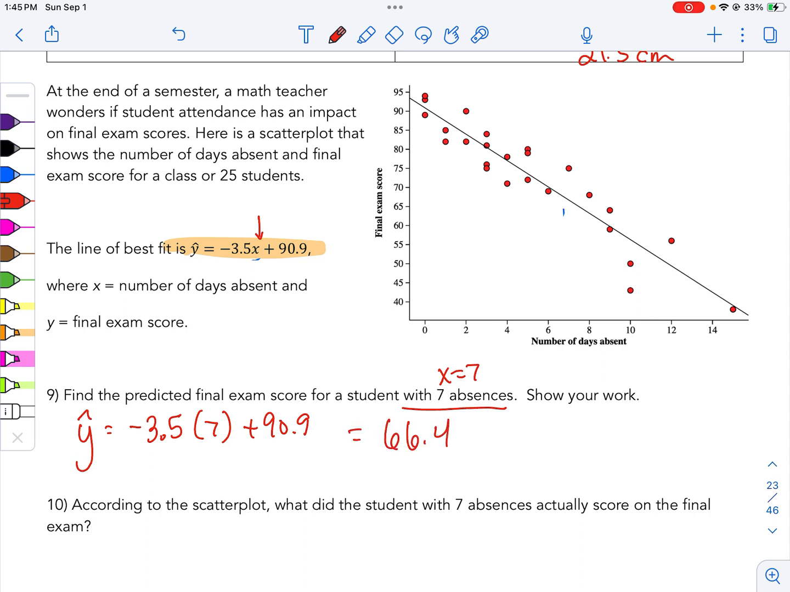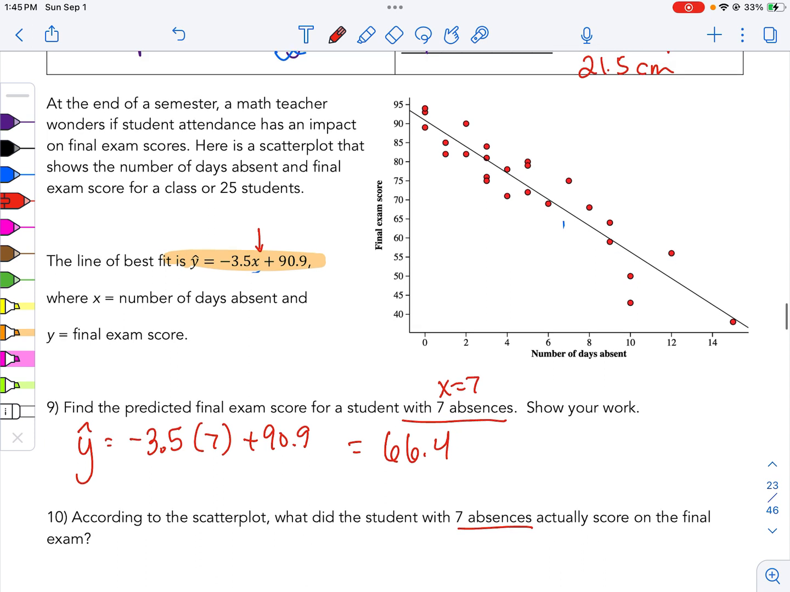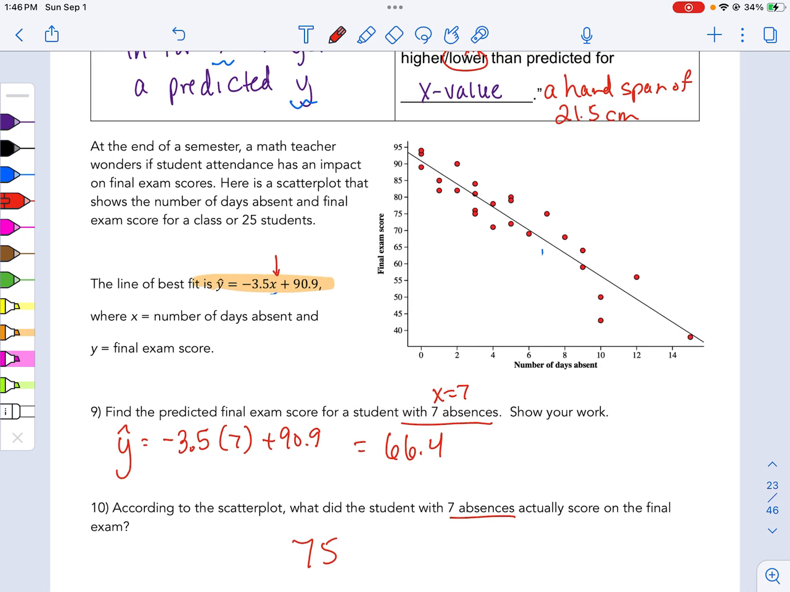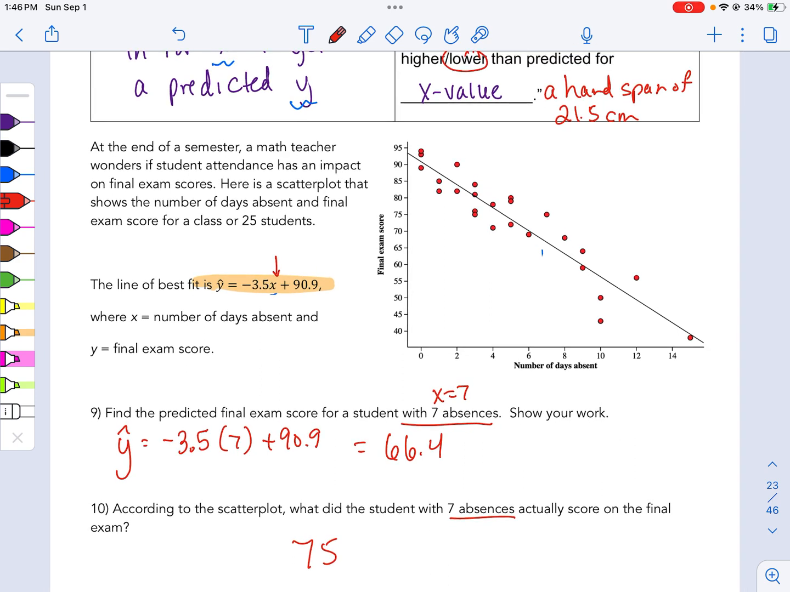Now, according to the scatter plot, what did the student with 7 absences actually score? We want to find where that student was with 7 absences. I know 7 is right here, and if I go straight up, I can see a dot right here. To find out what he scored, I go horizontally, and it looks like he scored a 75. You can use a ruler. On my iPad, I could have gone straight up to 7 and snapped that line in, and then come across and snapped that line in to see that it was a 75.